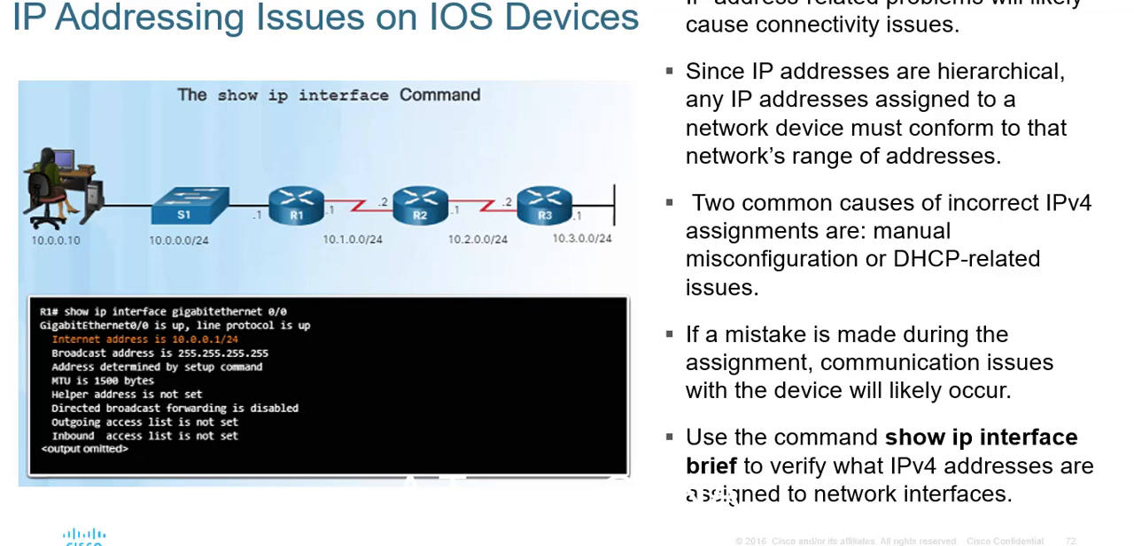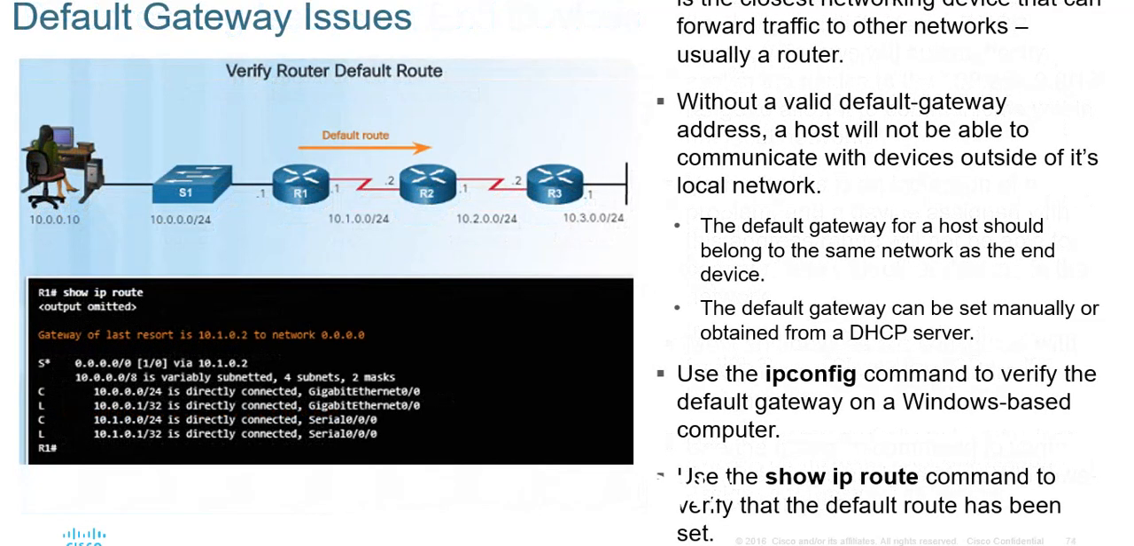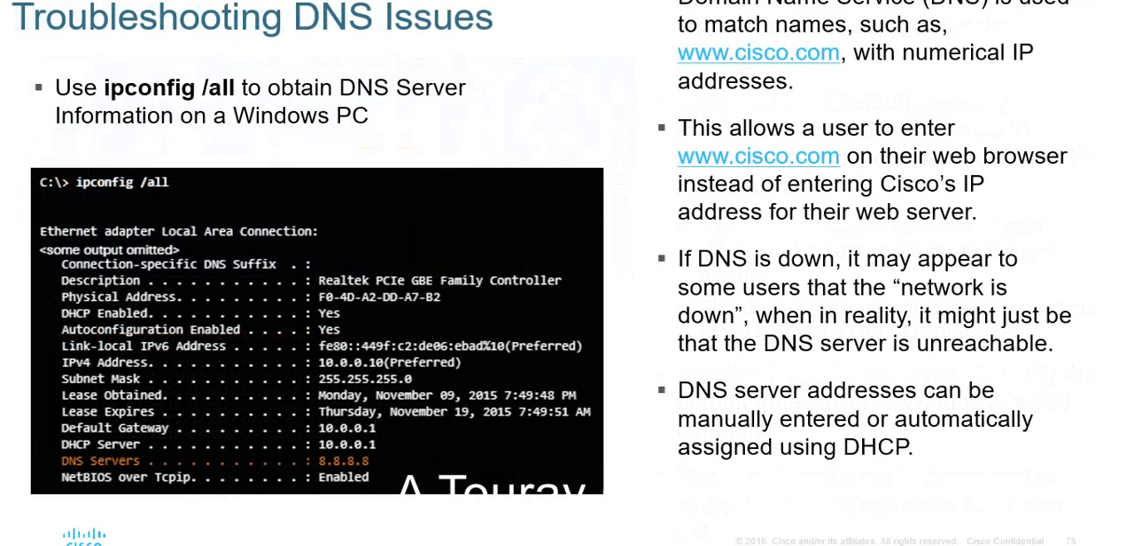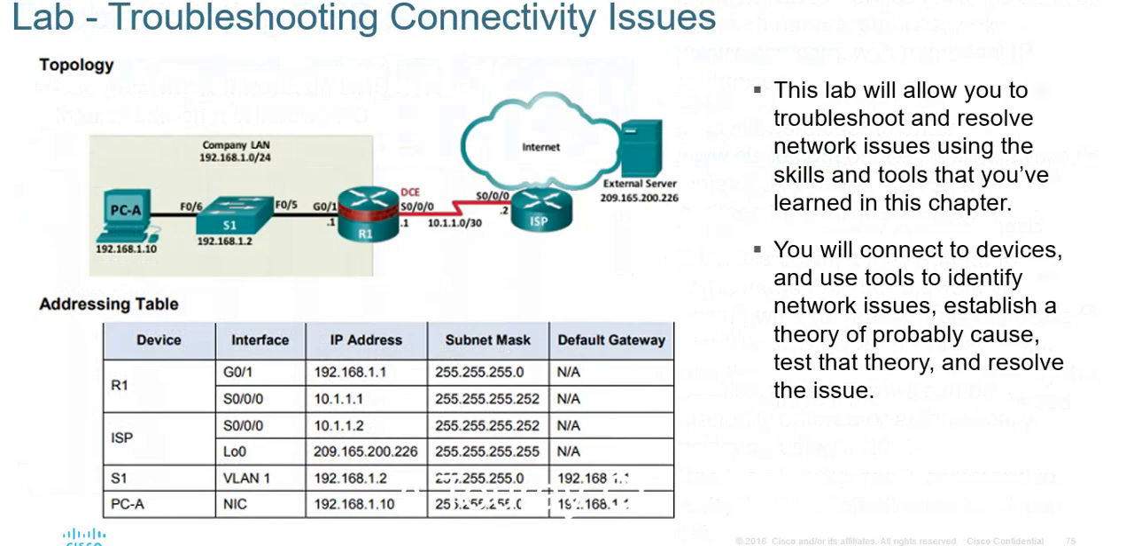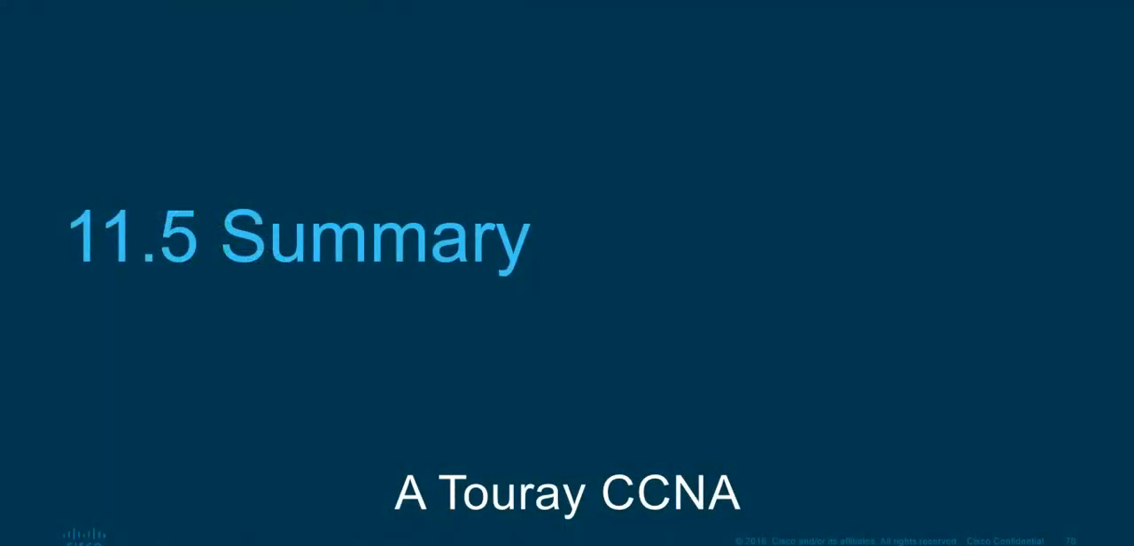So we also have some IP address issues. Devices that are on the same network must be configured with the same IP range, the same subnet mask and the same default gateway, otherwise they will not communicate. A default gateway is used by devices to communicate out of the network. So if a device does not have a proper default gateway, it will not be able to communicate. So that's the end of the chapter.